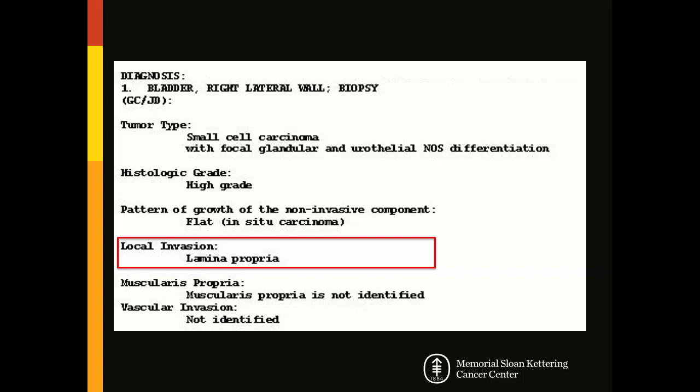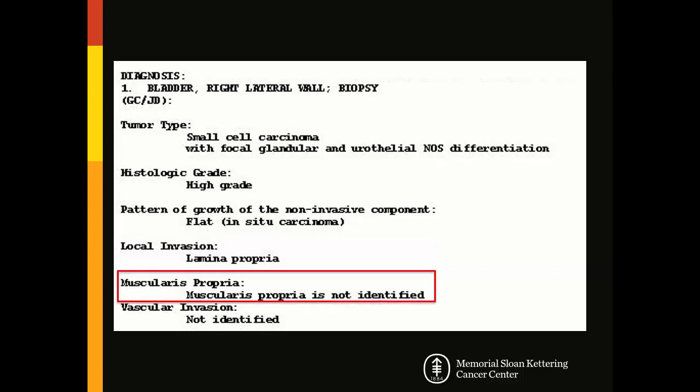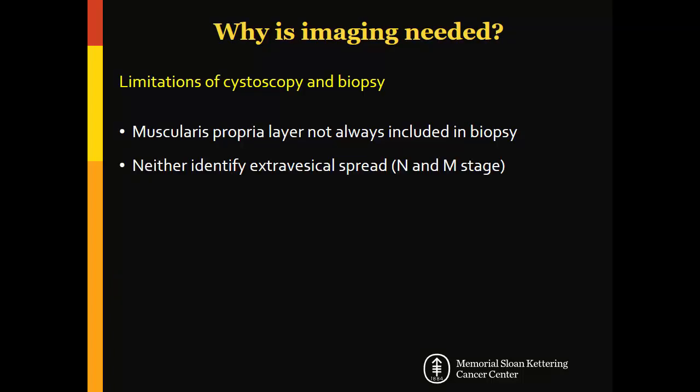But when we're trying to decide, is this a muscle invasive tumor, we see this section here saying muscularis propria not identified. So then how is this patient going to be treated? You're still having the same conundrum. You don't know if it's a superficial tumor or a muscle invasive tumor, and that's where imaging can have a big role.